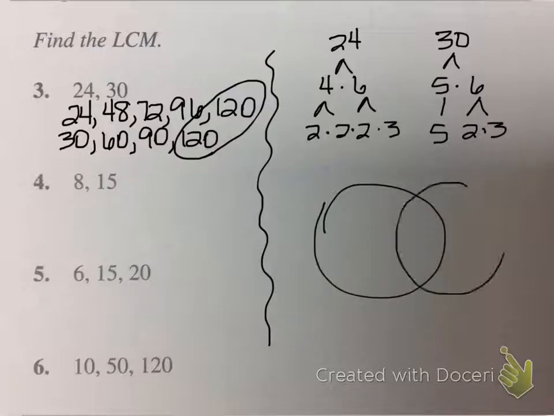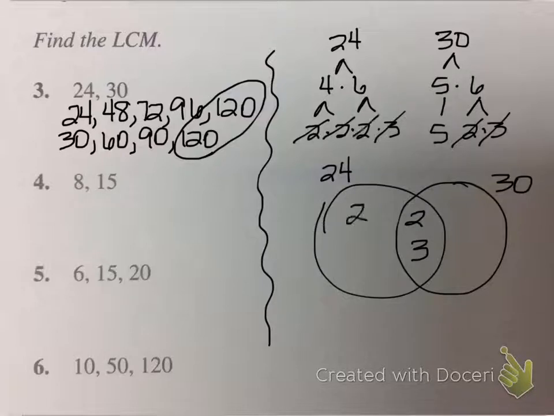Well, I'm a visual person, and I like to use circles to organize my factors. What the overlap is, that's going to represent what they both have in common. So that's where I like to start. They both have a 2, so I'm going to cross a 2 out of each one and put it in the middle. And they both have a 3. I'm going to put everything else in.